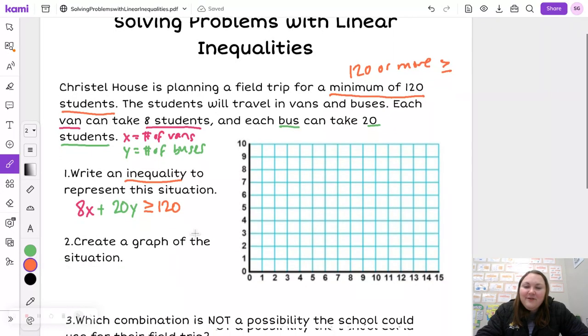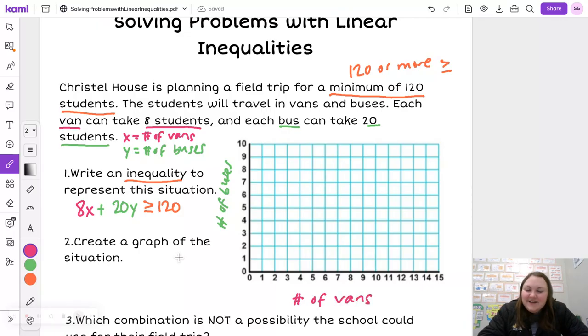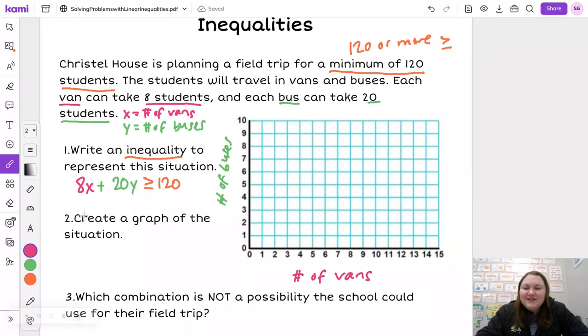If we want to create a graph using this inequality, the first thing I'm going to do is put in some labels. So we said here my y-axis is going to be the number of buses, and then my x-axis is going to be the number of vans. To create our graph, there are 2 ways you can do this. You can either find your x-intercept and your y-intercept by substituting in 0, or rearranging this inequality so that you have y by itself, so you can use slope-intercept form. I'm going to go ahead and do it using the intercepts.